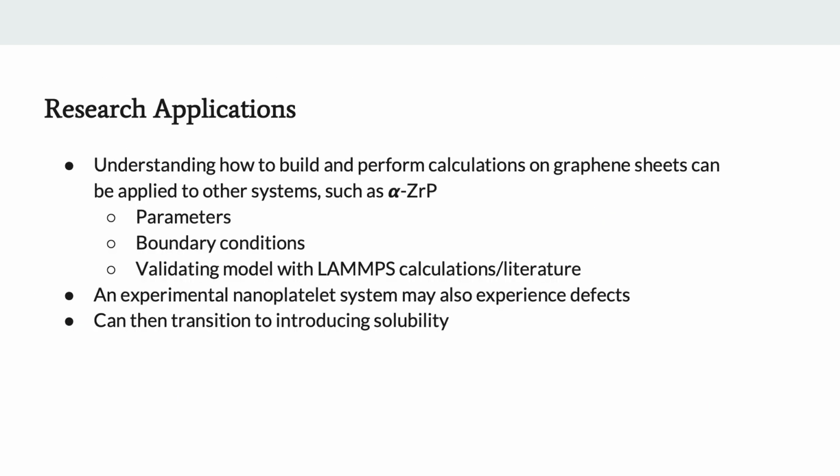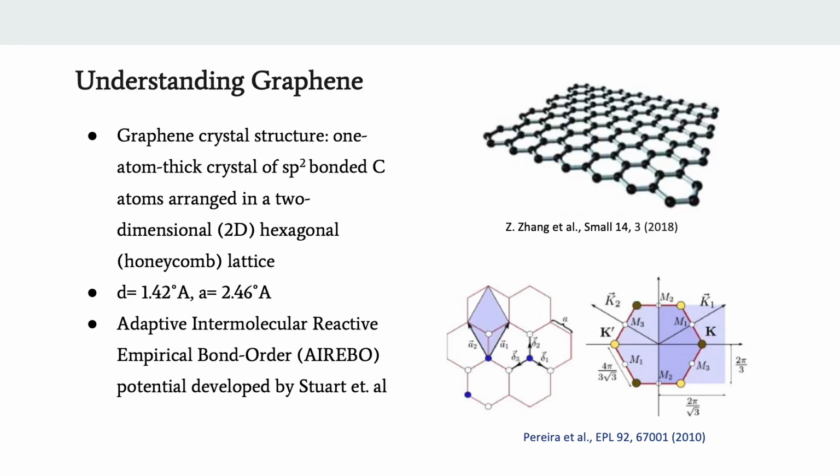The skills I've developed while building and performing my calculations on graphene sheets can be applied to other systems, hopefully in the future on the alpha zirconium phosphate I discussed earlier. And ideas such as parameterization and boundary conditions are necessary for every molecular dynamics task. And interpreting data in literature is also something that will be necessary for any future research. So to begin building my model, I had to gain an understanding of graphene itself.